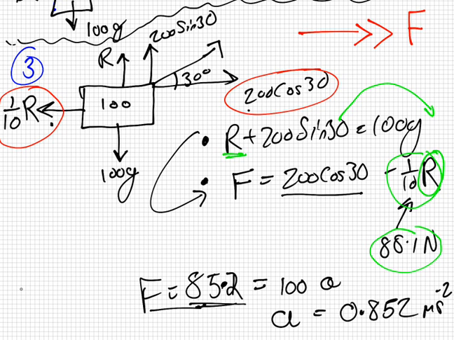So the vertical resultant force and the horizontal resultant force are the same. The upwards vertical must equal the downwards vertical because it's not moving vertically. However, this is accelerating to the right, so the force to the right needs to be bigger than the force to the left. And it is exactly 85.2 newtons bigger. Okay, can I do the next one?